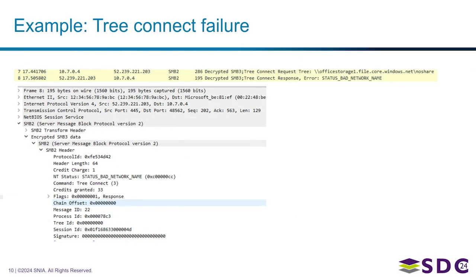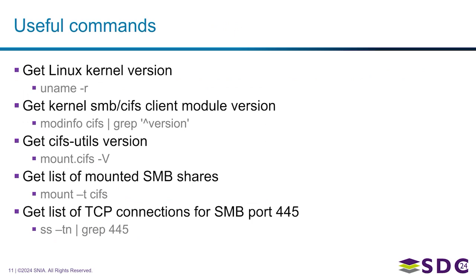This is an example of how a Wireshark trace looks after decryption. And these are the other useful commands that we need during debugging. The first one is uname, which provides the Linux kernel version, and the second is modinfo of cifs, which gives the cifs Linux kernel client version. The third one gives the cifs-utils version, which is a user space helper utility needed to mount a file share with the cifs client. And mount -t cifs gives the list of all the shares mounted with the cifs client.